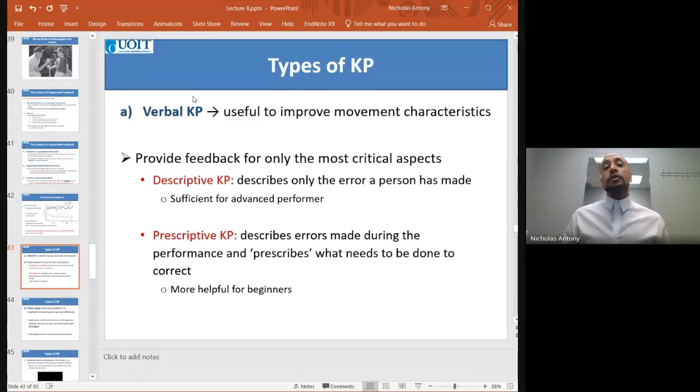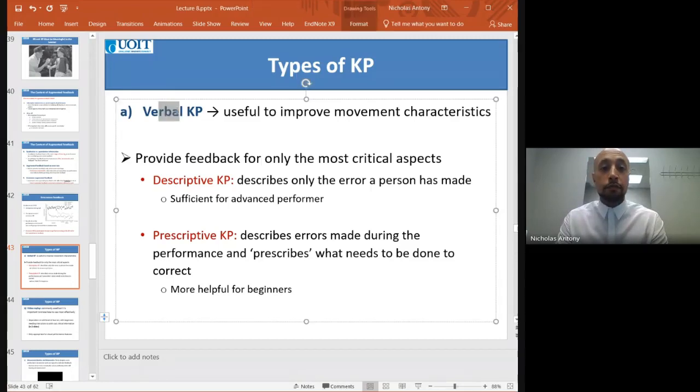So let's talk about specifically now knowledge of performance. So we talked about some of the factors in relation to when it's best to use knowledge of performance when giving someone feedback when they're learning a motor skill. There's different ways to provide knowledge of performance feedback. The main way is usually verbal.